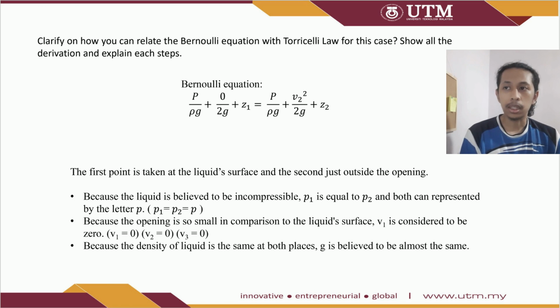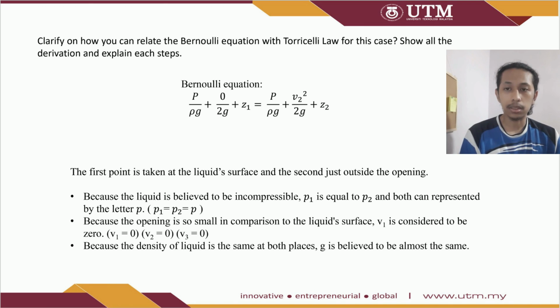For the second part, it is to clarify how you can relate the Bernoulli equation with Torricelli's law. For this case, you should show all the derivation and explain each step. As we can see, for the Bernoulli equation, the first point is taken at the liquid's surface and the second just outside the opening. Because the liquid is believed to be incompressible, P1 equals P2, and both can be represented by the same letter, P.